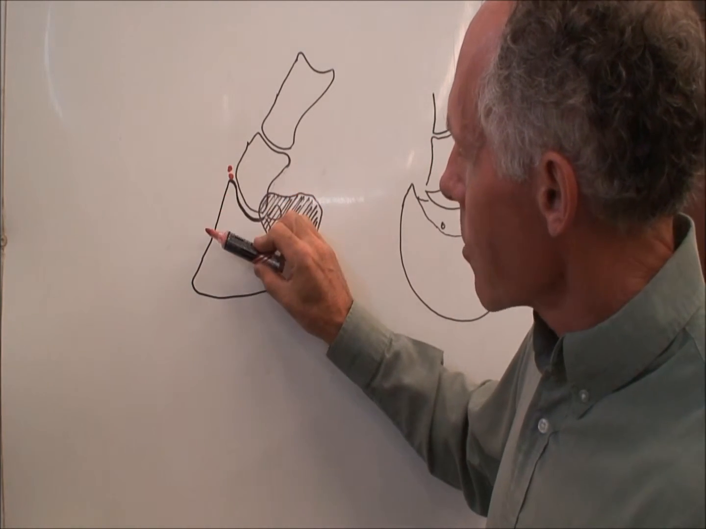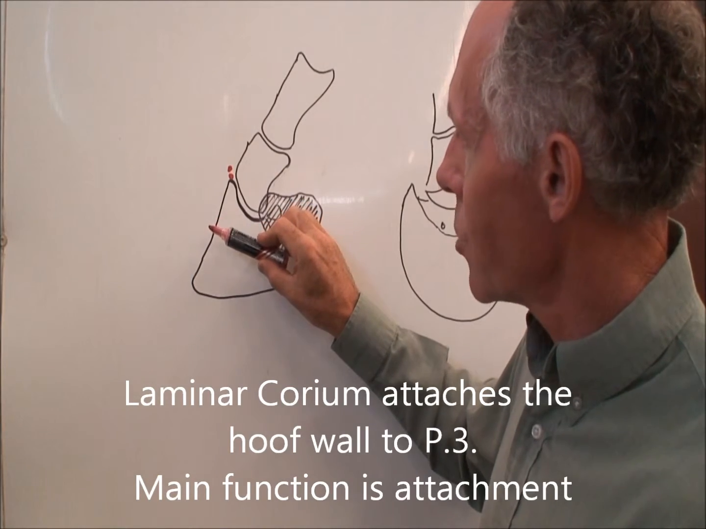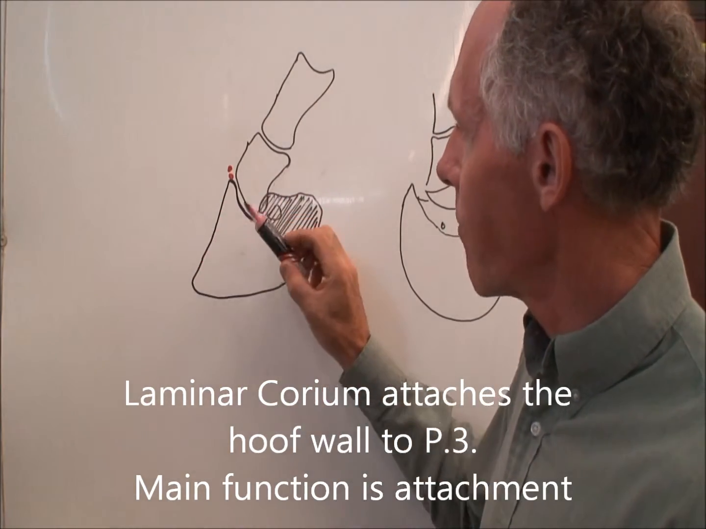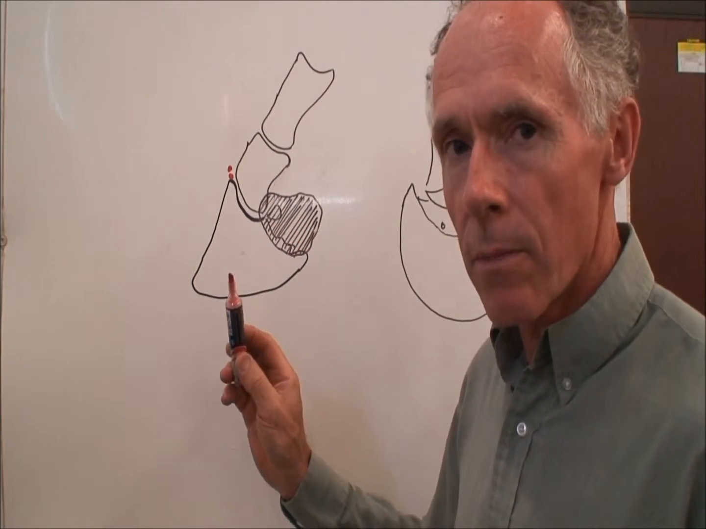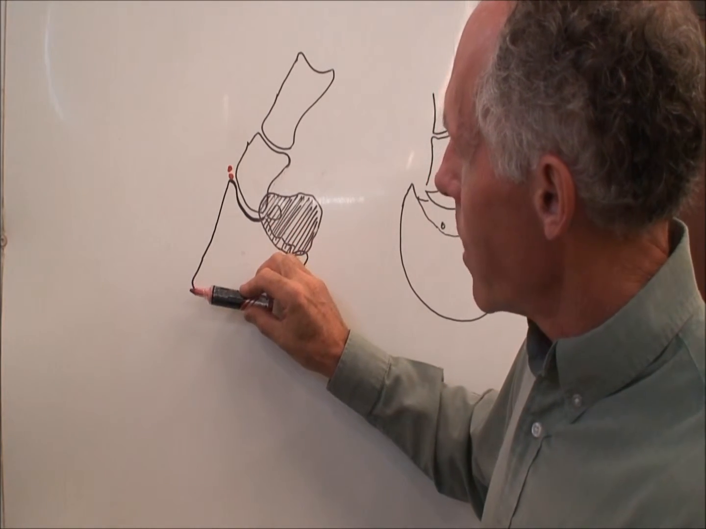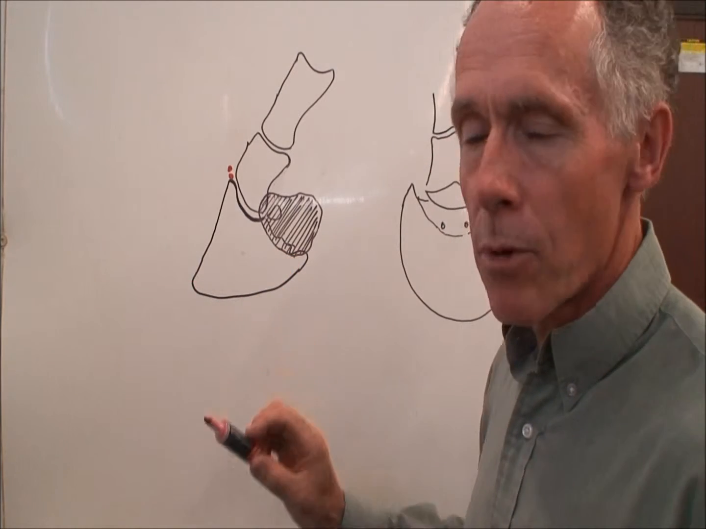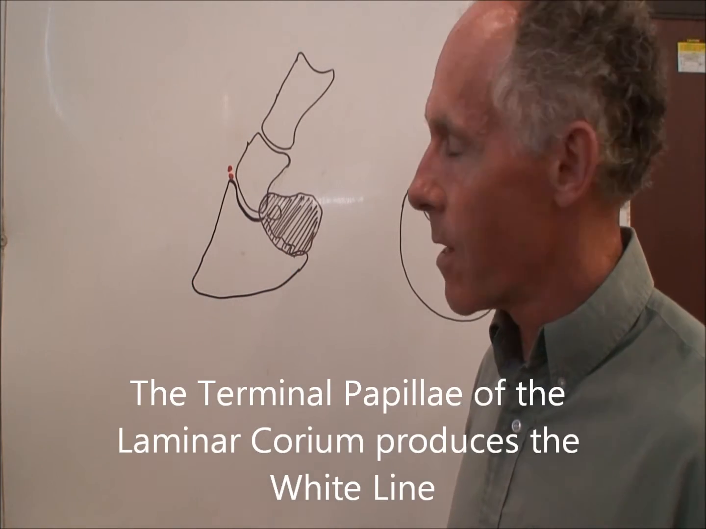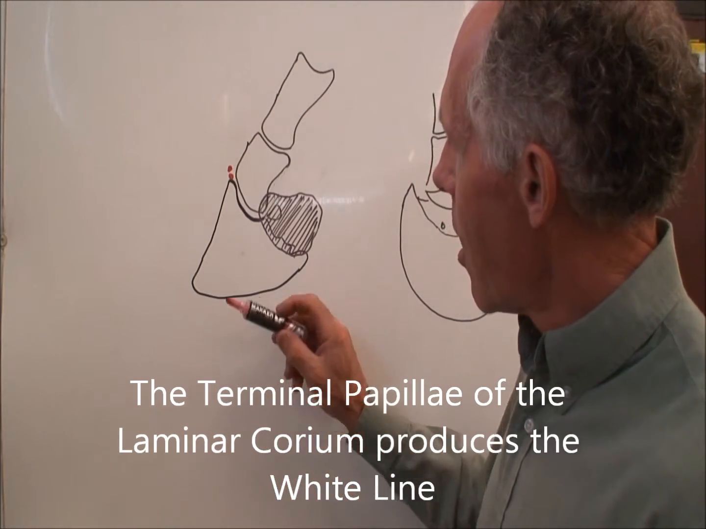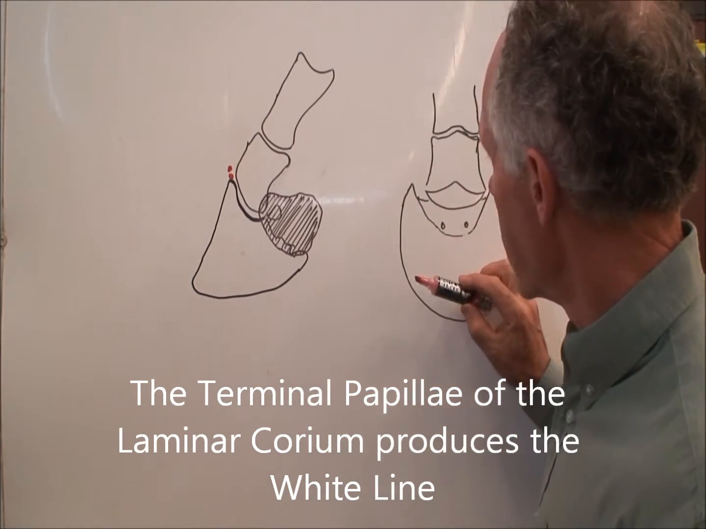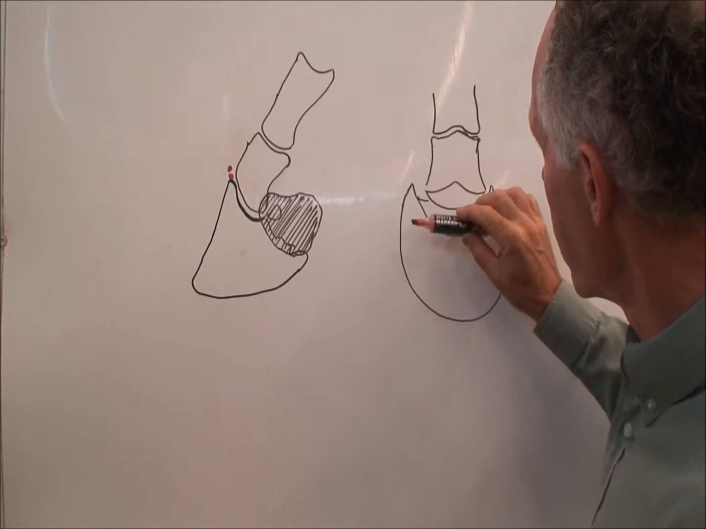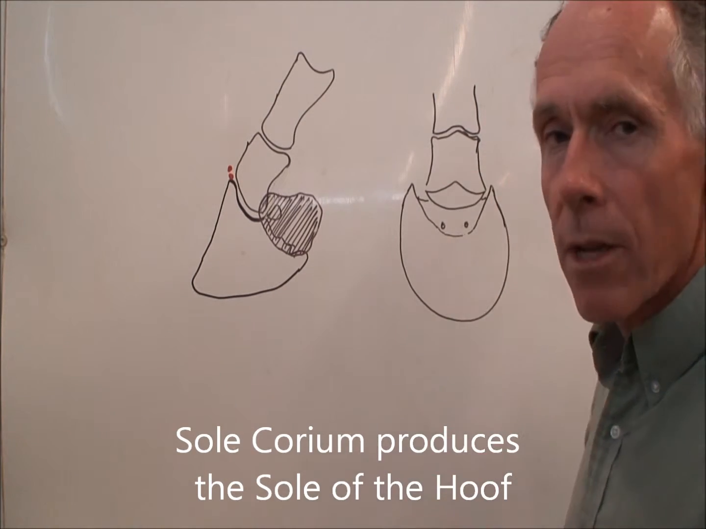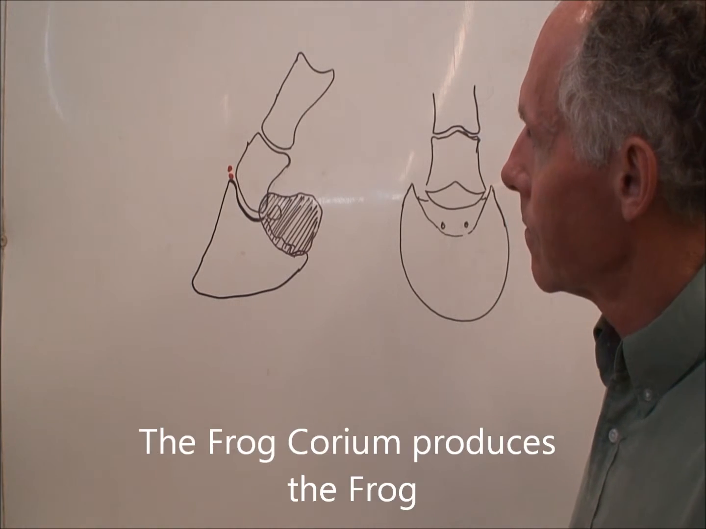Then we have the laminar corium, which is a very specialized corium which covers P3 and is a distinct shape from all the other corium. I'll come back to it in a minute. Then we have the corium that produces the white line, and it is called the terminal papillae of the laminar corium. On the bottom surface of the horse's hoof, we have the sole corium, which produces the sole, and then we have the frog corium, which produces the frog.